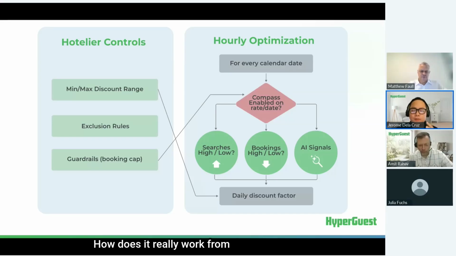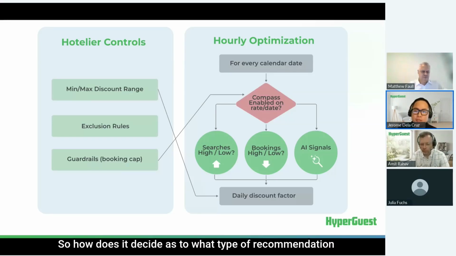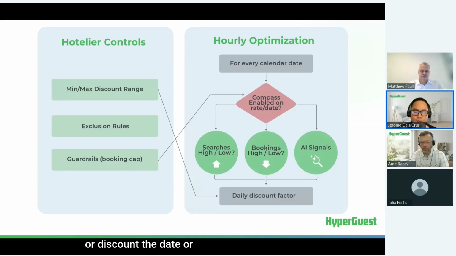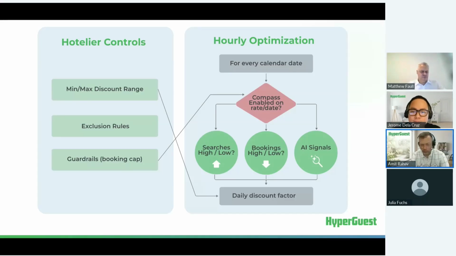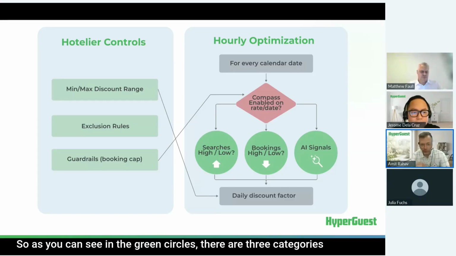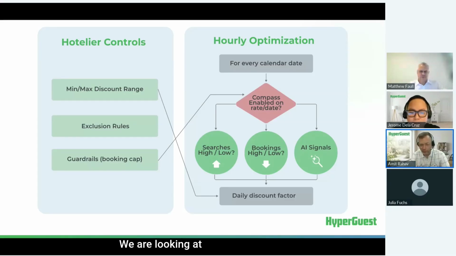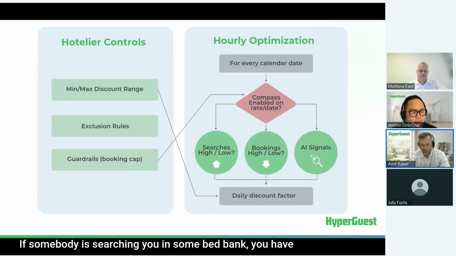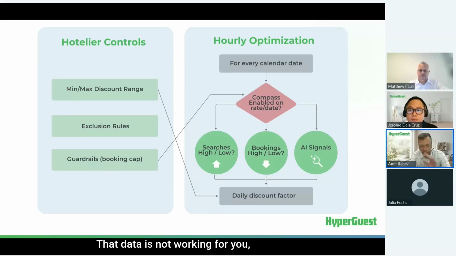How does it really work from the back end? So how does it decide what type of recommendation or discount a date or a certain period needs? As you can see in the green circles, there are three categories of signals. We're looking at B2B searches. Basically, it's an indication of demand coming in. That is information that today the hotel is not even exposed to. If somebody is searching for you in some bed bank, you have no idea about it. That data is not working for you. So now it actually is yours and is working for you.